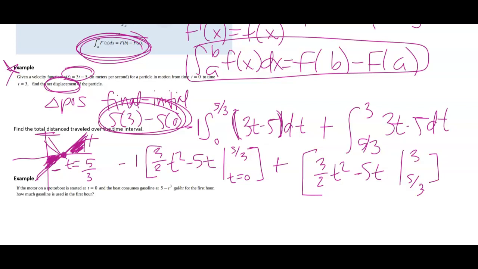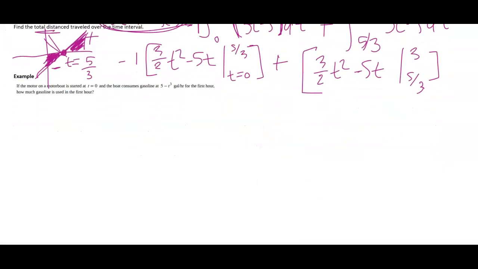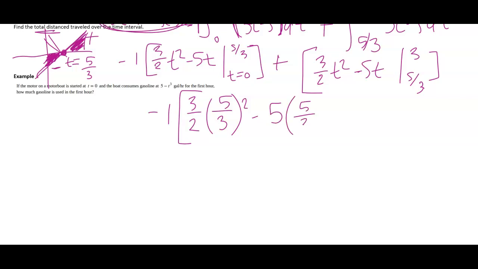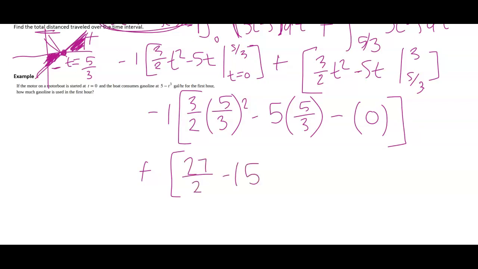All right, let's go ahead and plug in 5/3. I'm going to have this negative here on the outside. 3/2 times (5/3) squared minus 5 times 5/3, minus, and then when I plug in 0, I get 0. I'm going to add to that. When I plug in 3, we knew that that was 27 halves minus 15.